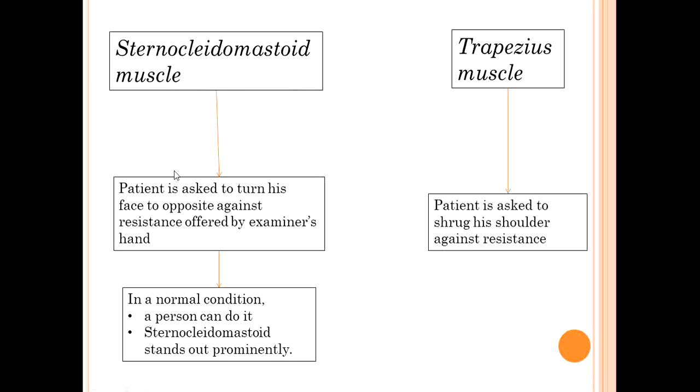So for sternocleidomastoid, patient is asked to turn his face to opposite side against resistance offered by the examiner's hand, and in normal condition a person can do it, and sternocleidomastoid will be very much prominent. Then trapezius muscle, patient is asked to shrug his shoulder against resistance. Okay, so thank you.